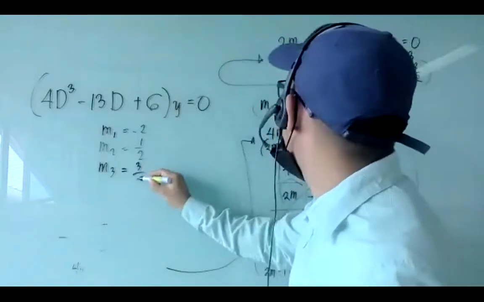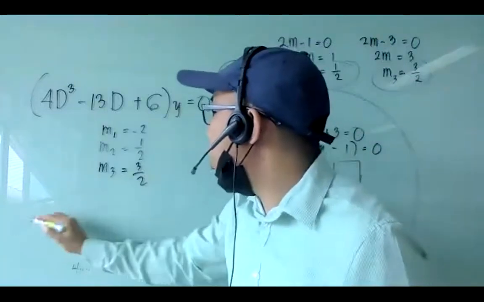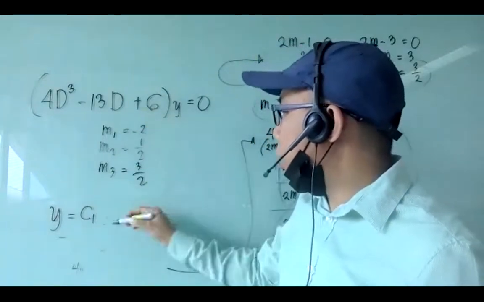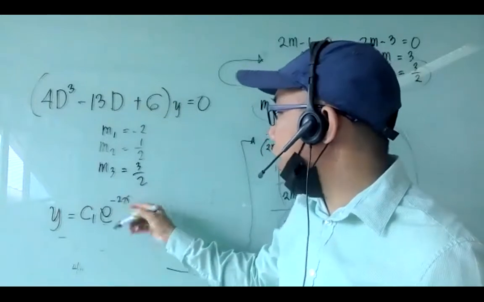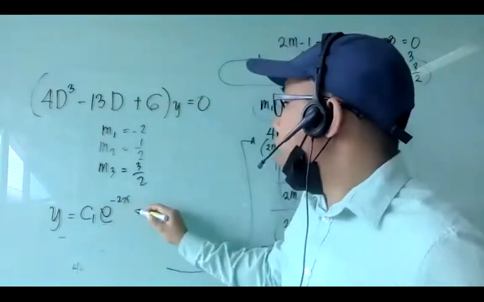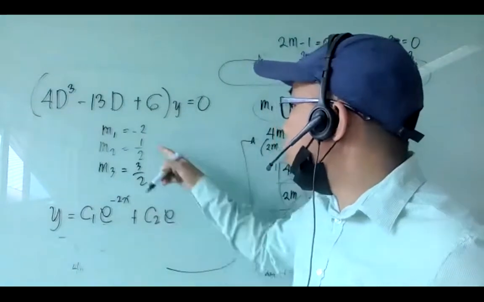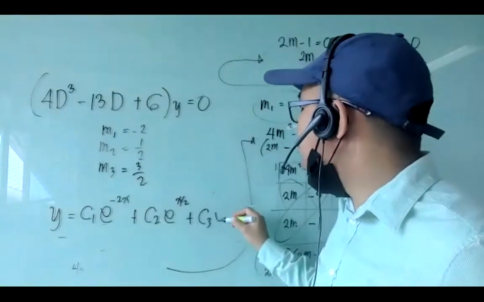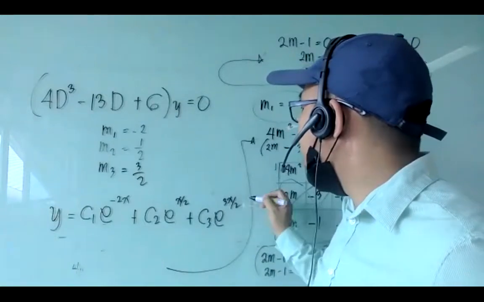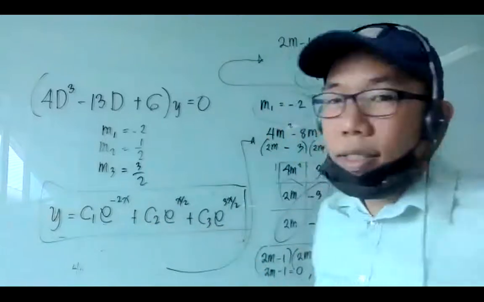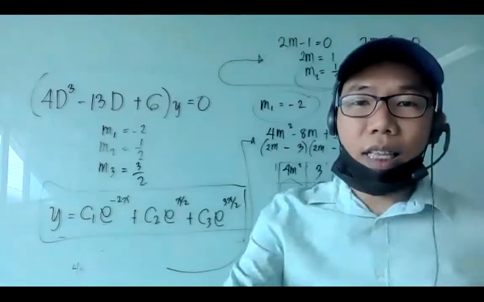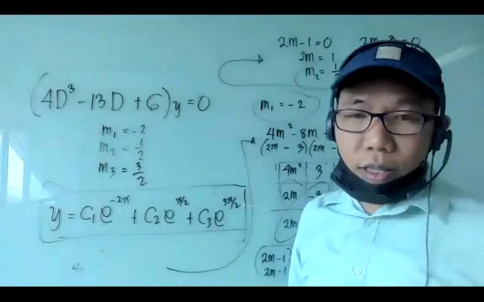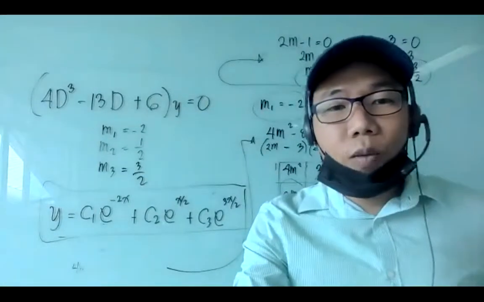So here you have 3 halves. Tama ba na positive? Okay. So the solution now will be y equals c sub 1. Tandaan na, magkakaiba yung roots nila. So ito yung solution. C sub 1 e raised to minus 2x. Tandaan na dapat may x dito. Plus c sub 2 e raised to 1 half x or x over 2. Plus c sub 3 e raised to 3x over 2. Tara! Yan na ang ating sagot dun sa DE. Problem, solution, roots of the auxiliary equation. Question?